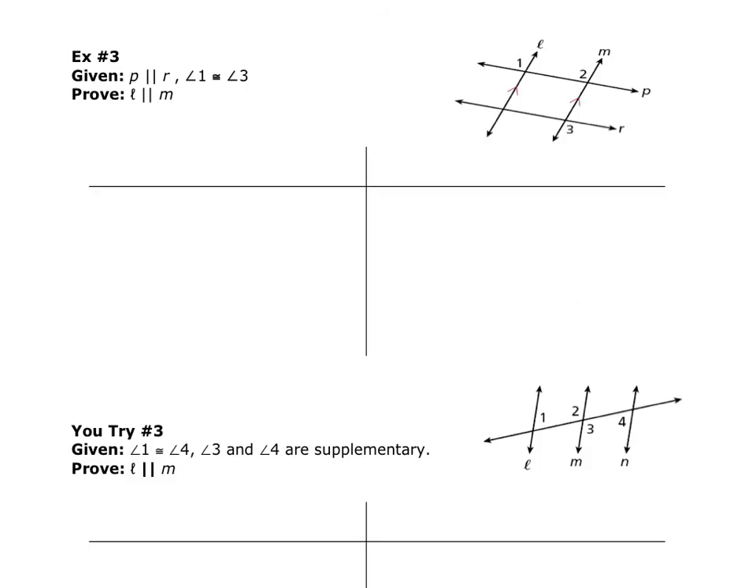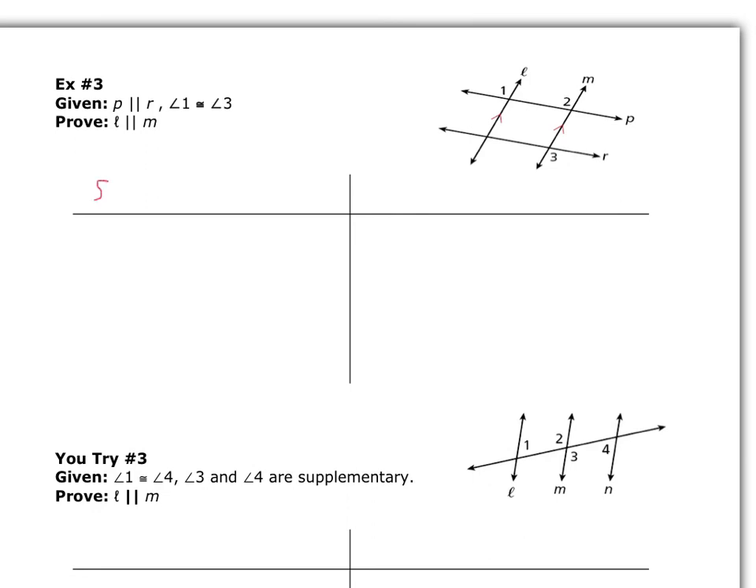Alright, we're going to try one more. Sometimes they're going to give you a proof and you need to write down these statements and the reasons for each statement. Okay, so let's try this real quick. I'll just write it out. Your proof always starts with what you're given. So P is parallel to R, that's given. That's our first step.